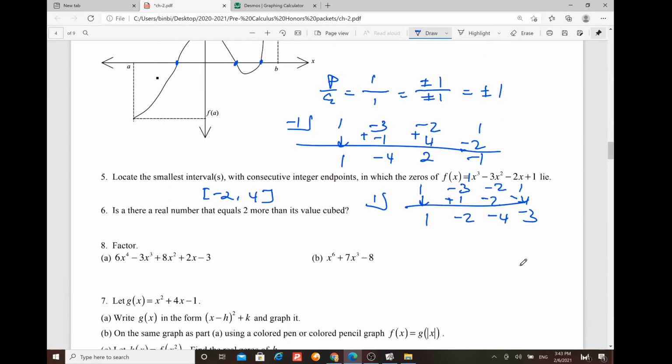And the next one is quite similar. Is there a real number that equals 2 more than its value cubed? The real number, we don't know what that is, so let's say that's x. So that equals 2 more than its cube, x cubed. Is it possible to have a value of x like this? Well, let's find out. Try to bring everything together to one side. We do know that it's x cubed minus x plus 2. Bring that x from the left hand side to the right hand side, set that equal to 0, and then try to find the value of x.